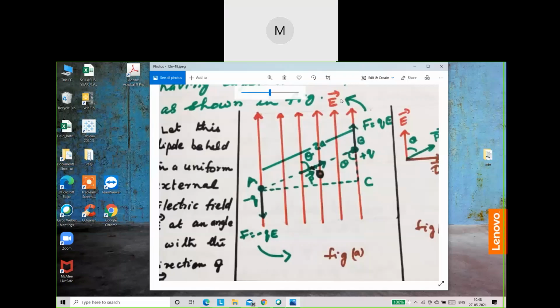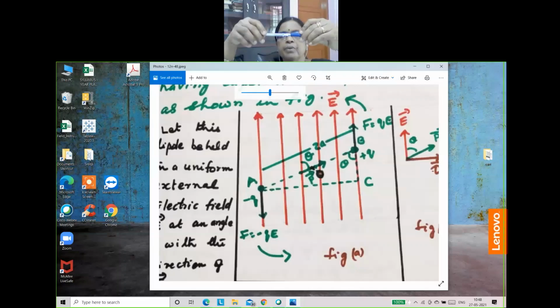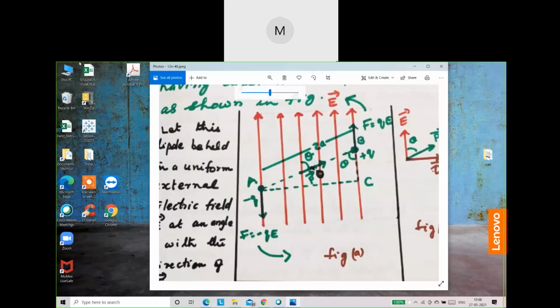Just keep your pen in that manner and apply force. Keep a pen in front of you, one force upwards, other force downwards. Exert force like that, in that manner. Anti-clockwise or clockwise, which way will it move, children?